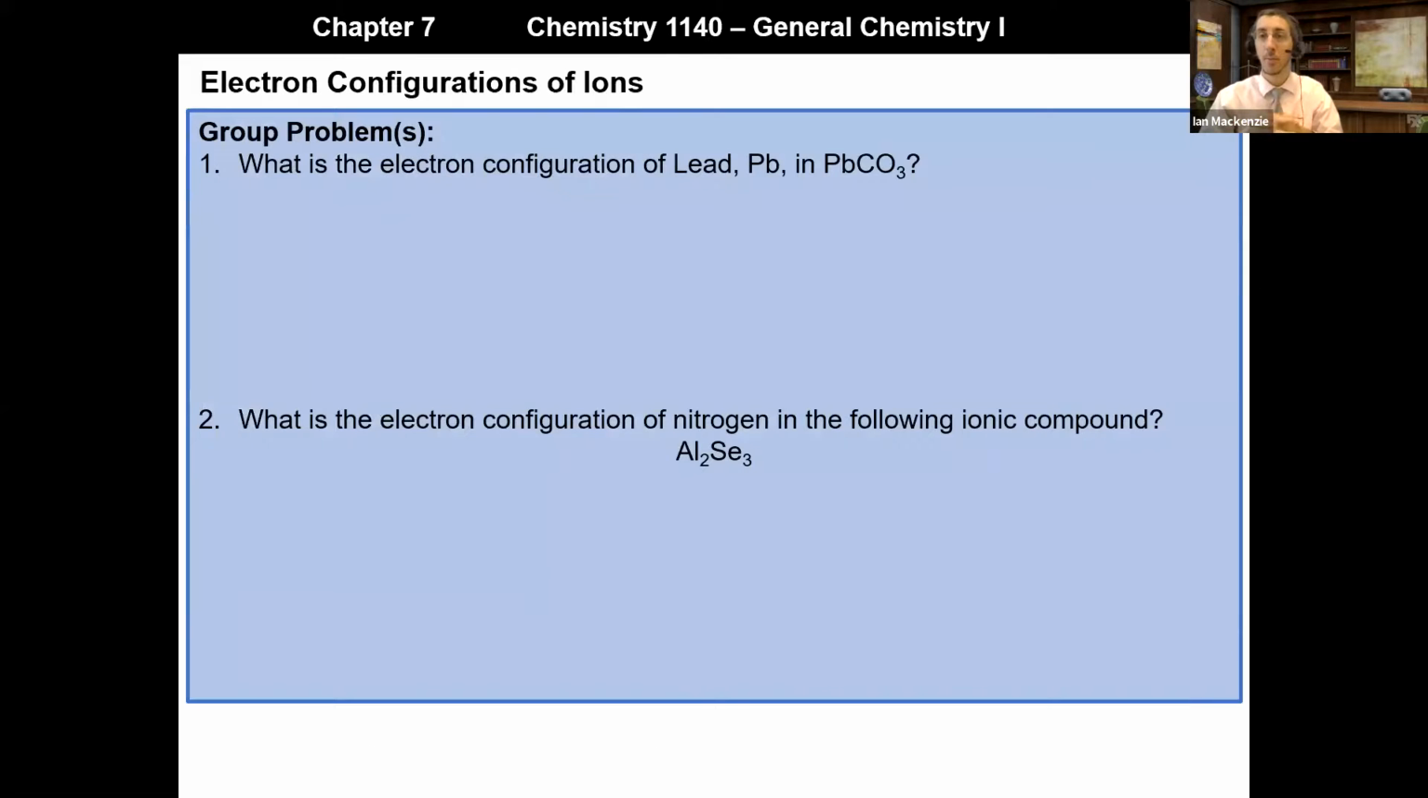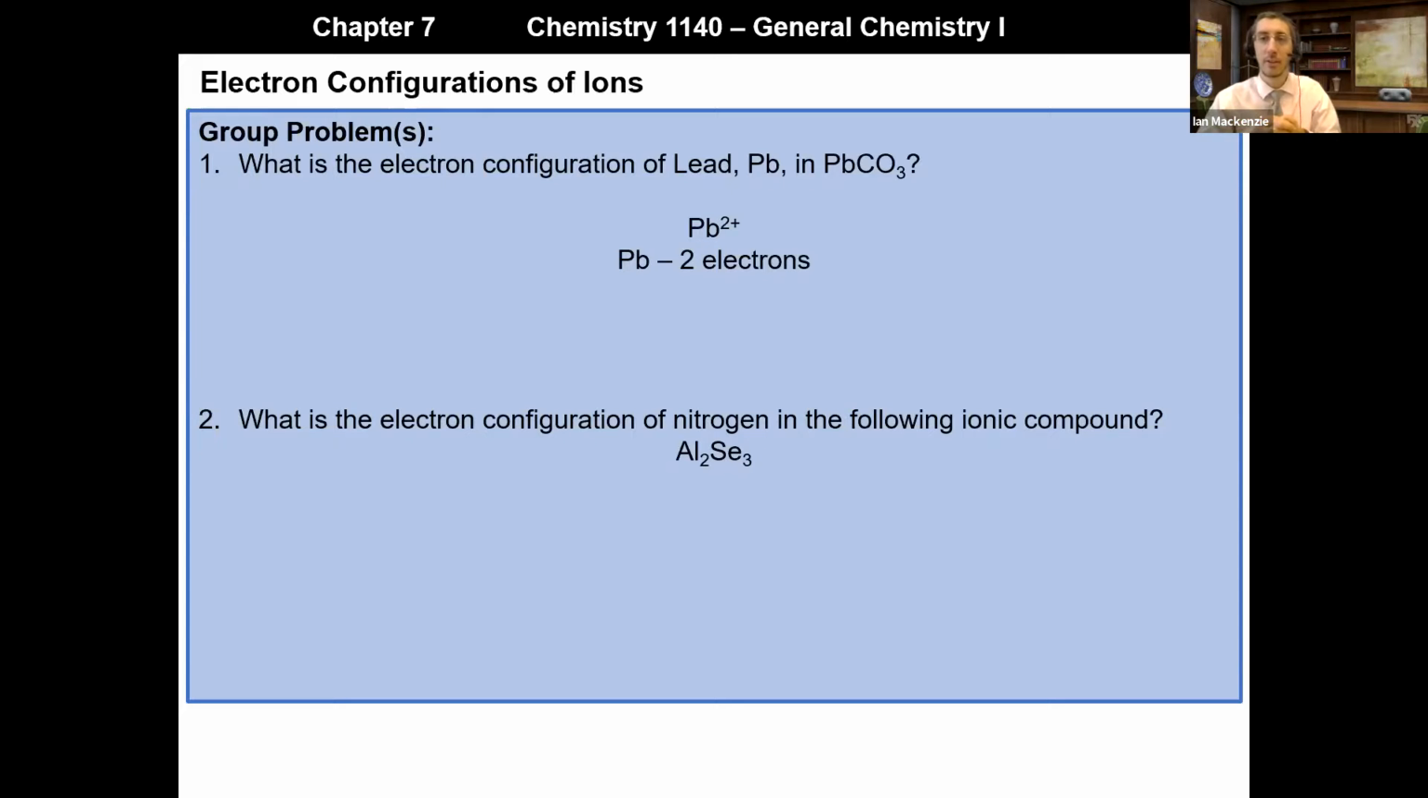Let's do a couple problems together. So what's the electron configuration of lead? This is Pb in lead carbonate. Well, first let's identify what the charge is on lead, and we can write out the normal electron configuration for lead, and then we can deal with subtracting those electrons. So first, it's lead 2+. The reason I know that is because the carbonate ion is 2-, so to be balanced, lead must be 2+.